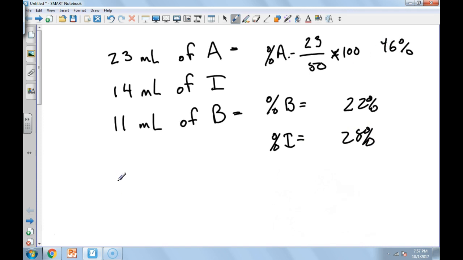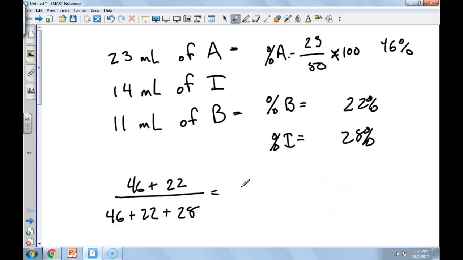And so the percent of A, 46, plus the percent of B, 22, over 46 plus 22, plus 28. So this is A plus B over A plus B plus I. And then you get an answer that is your efficiency. And that efficiency is important because you'll be able to use it to comment on the effectiveness of your separation of your lab. So that should be one part or one page in your post-lab write-up for this lab.